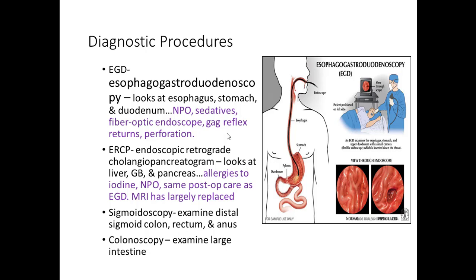Sigmoidoscopy, they're looking at the distal sigmoid colon, the rectum, and the anus. And a colonoscopy is where they're looking at the large intestine. So all four of these are where they pass a camera. An EGD is passing from the top. ERCP, sigmoidoscopy, and colonoscopy are all passed from the bottom.